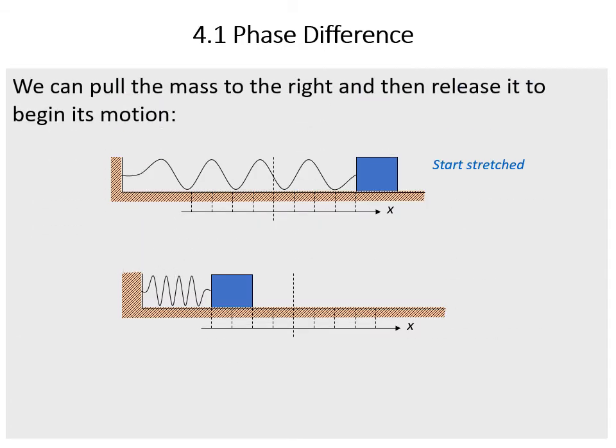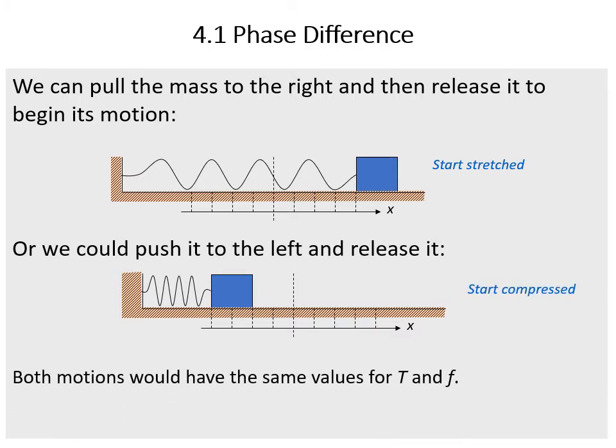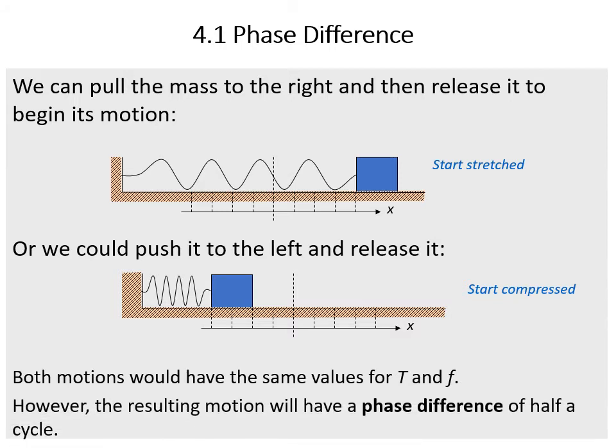So for a spring, I can start oscillating it by fully stretching it, or I can completely compress it. Both of the motions, once released, will have the same period, the same frequency of oscillation if it's the same spring with the same spring constant. But what changes is the phase difference, the phase of these cycles. These two will be out of phase by half of the period, or half of the cycle. They're going in totally opposite directions.